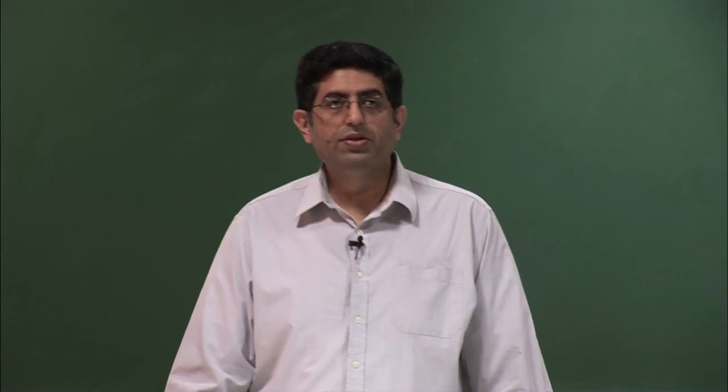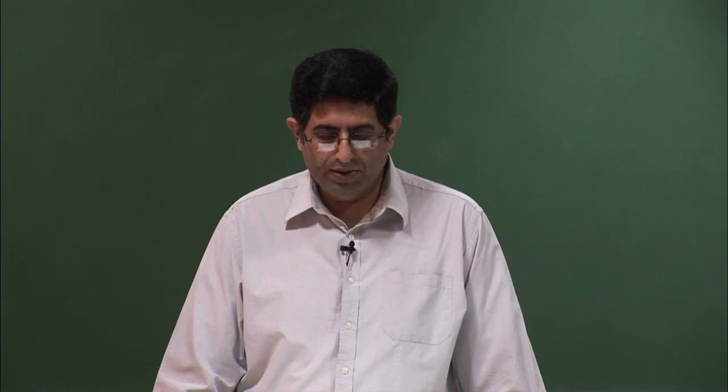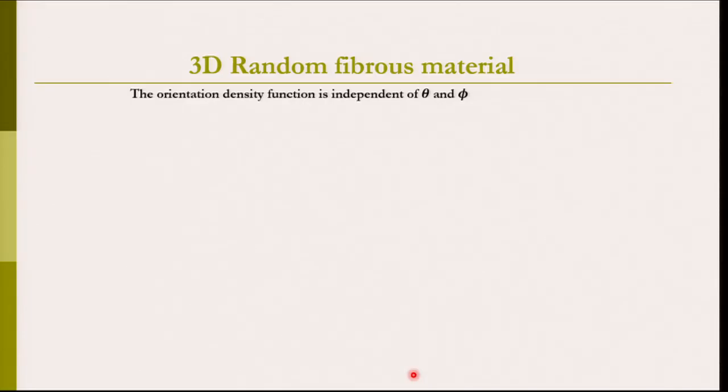So, let us now consider a case of 3 dimensional random fibrous material. In this case the orientation density function is independent of theta and phi. Again we have to revisit our normalization condition.